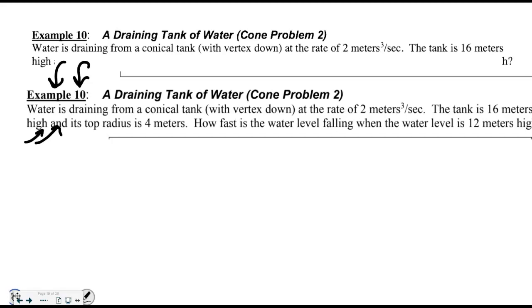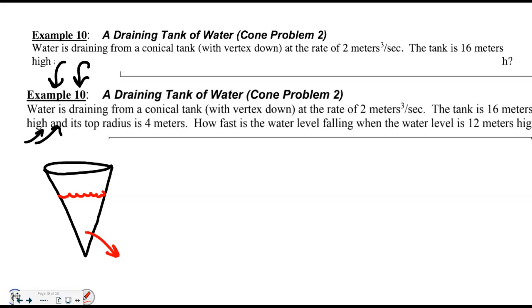While they're doing that, I'm going to start the picture. Vertex down, conical tank. This has got water in it, so I'm going to put a water level. And what's the water doing? It's draining. I'm going to go like that so I know the water level is going down.